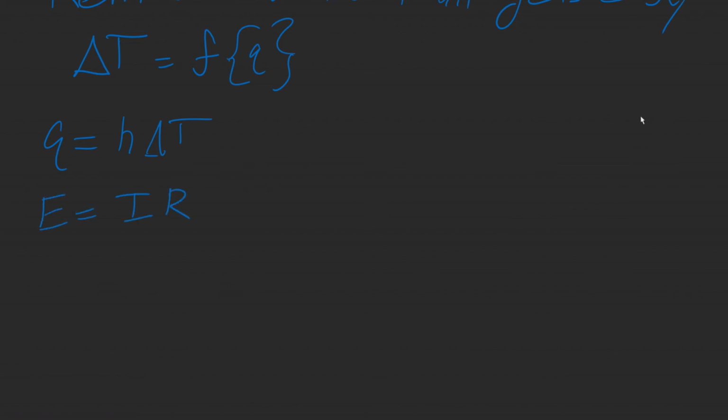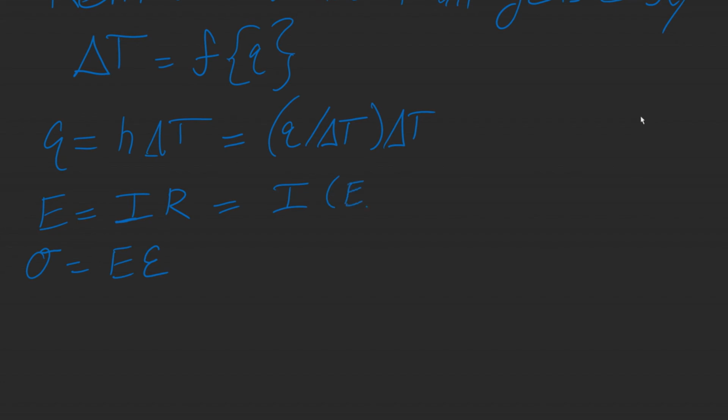So, we know heat flux is equal to h times delta T. E is equal to IR. Now we're getting into some other engineering right here. Stress is equal to the modulus of elasticity times strain. But what if I told you all this stuff is just wrong?